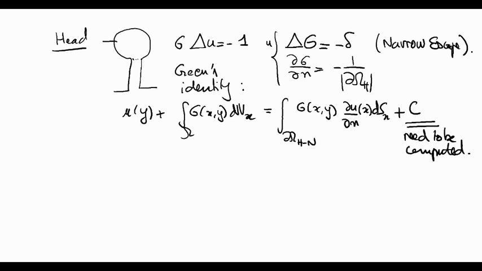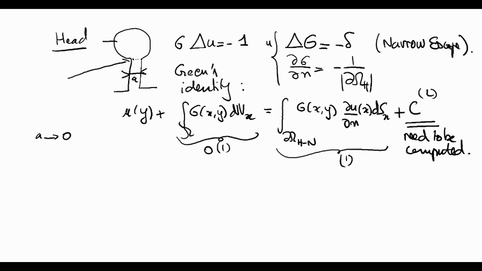Okay, so as the size a goes to 0, we know that this is going to be of order 1 because this is independent of a. And so u will be characterized by the first term here and the constant c. To calculate these two constants, we need two conditions coming from the continuity condition and the flux condition, the continuity of the derivative.